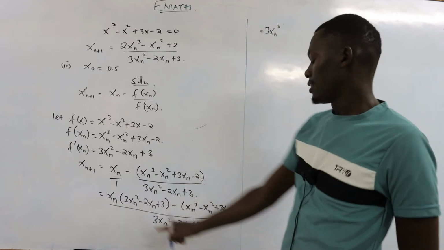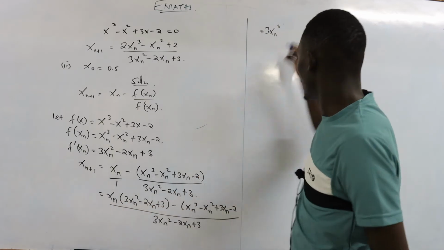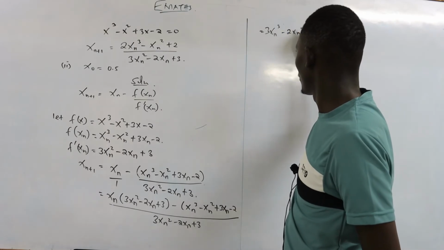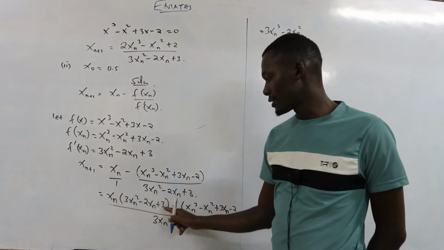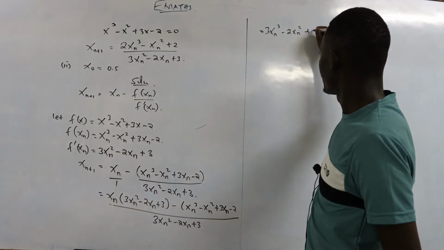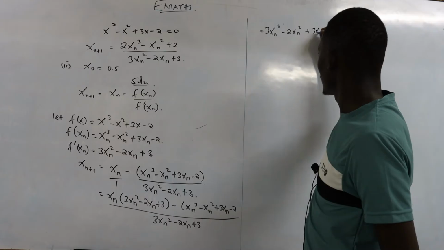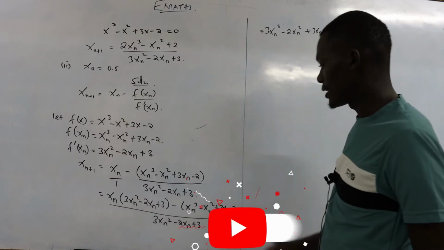So equals to, then xn times this. So we shall have minus 2xn. Now your xn becomes what? Squared, because you have this one and you have this. xn times 3, so plus 3xn. So we have that term.